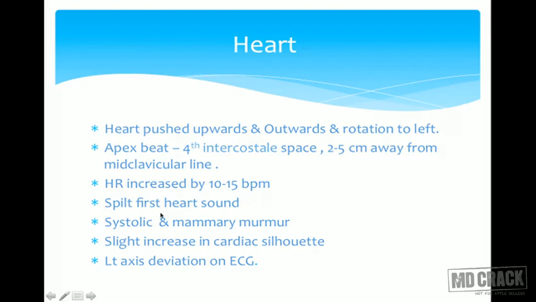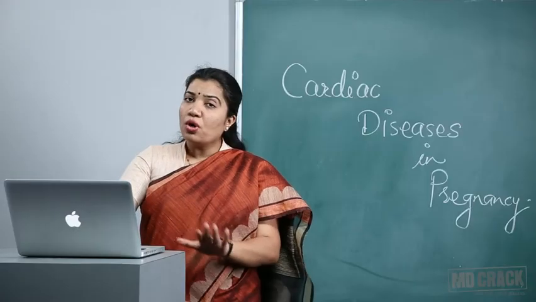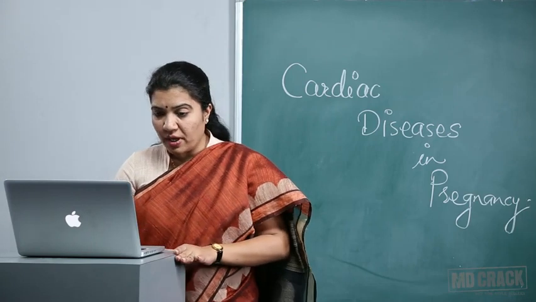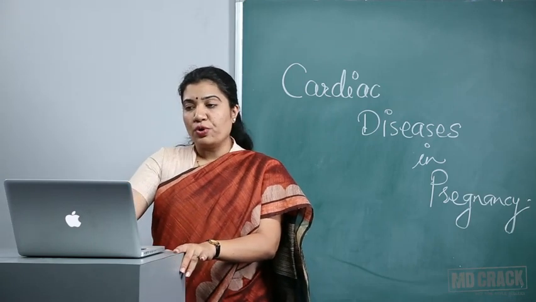There is a split first heart sound, a systolic or mammary murmur is present because of increased vascularity, a slight increase in cardiac silhouette is there, and on ECG you will find left axis deviation. So all these are physiological changes, and these are the reasons why the heart is going to get overloaded.